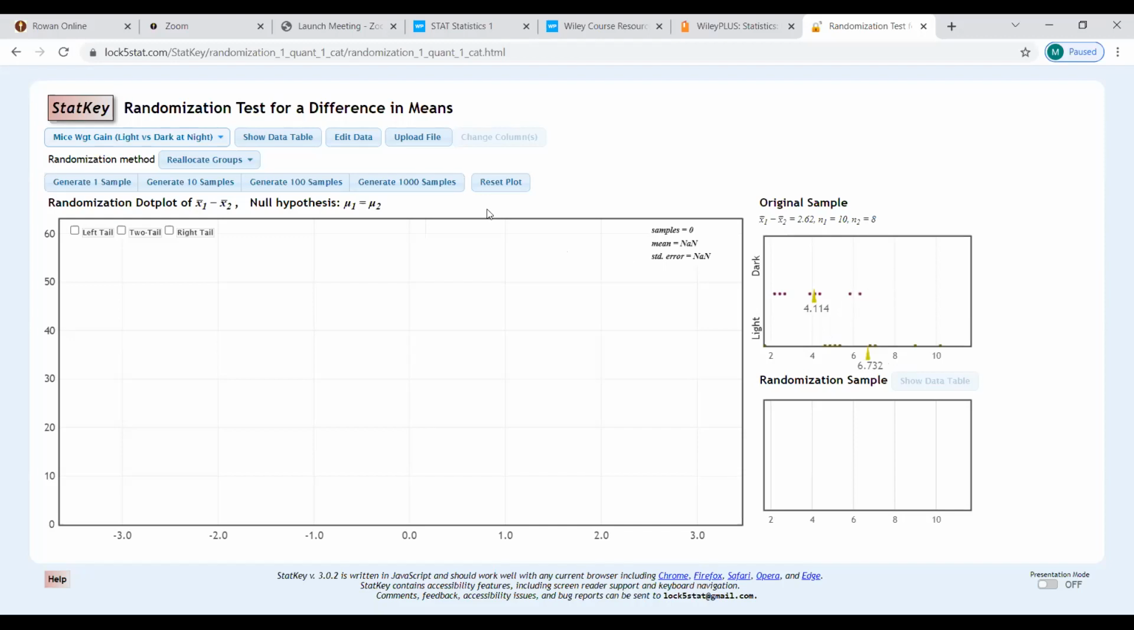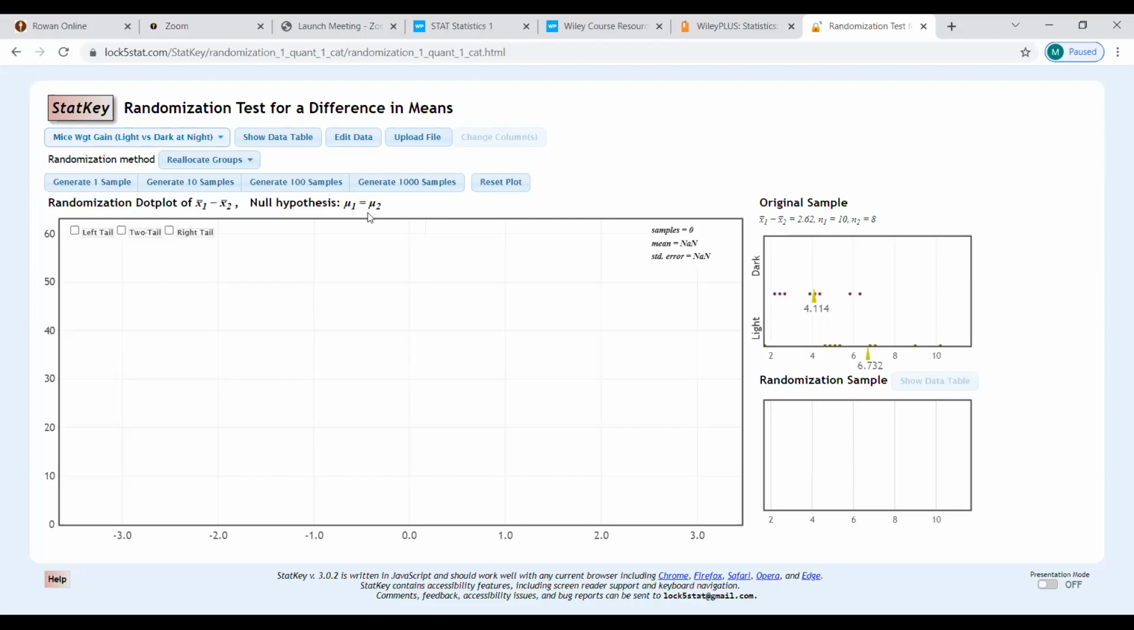Now, the null hypothesis in this case is there's no difference in the two groups. It doesn't matter whether the mice are exposed to light or not, it should not have any effect on their body mass. And the alternative hypothesis is that the light group should show greater mass than the dark group. So automatically in StatKey, the null hypothesis states mu1 is equal to mu2, which means the two population means are equal. And by the way, that also means that mu1 minus mu2 is equal to 0. If they're equal, then when we subtract them, we should get 0. So that's the null hypothesis.